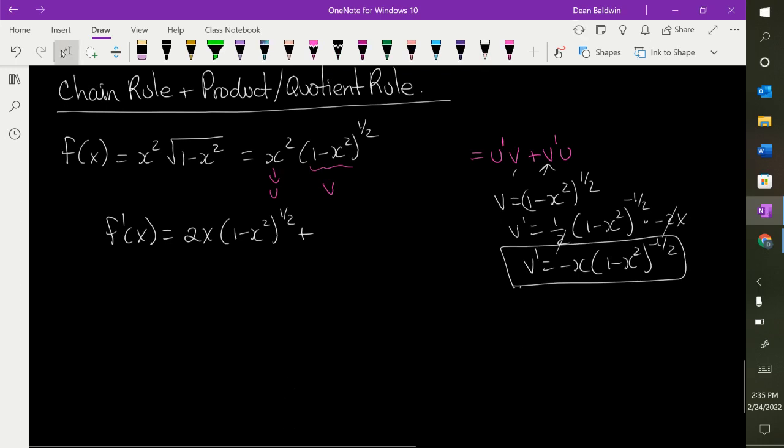So that goes right there. So I'm going to get negative x times (1 minus x squared) to the negative 1/2 times u, which was just x squared. Okay?